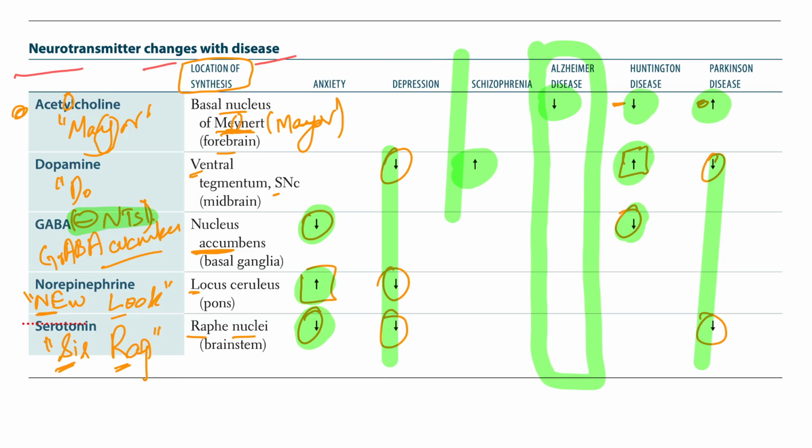We will talk about each and every disease, but this is just an overview. But the important thing is the first ones we talked about. So let's just go through that. So acetylcholine is the Meynert.